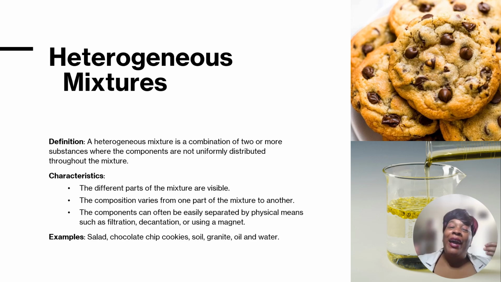So remember, a heterogeneous mixture is simply a combination of two or more substances where the components are not uniformly distributed throughout the mixture. So you have a little bit of this and a little bit of that that comes together, but when you shake it, they separate, okay? So if you think about Italian dressing, when you shake up the bottle, the vinegar and the oil will separate from each other. So that's one way that you can use that as an example to help you remember heterogeneous mixtures.